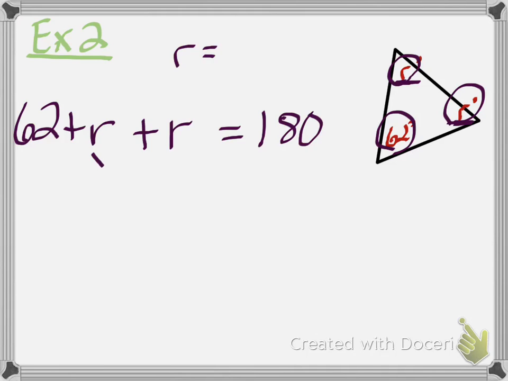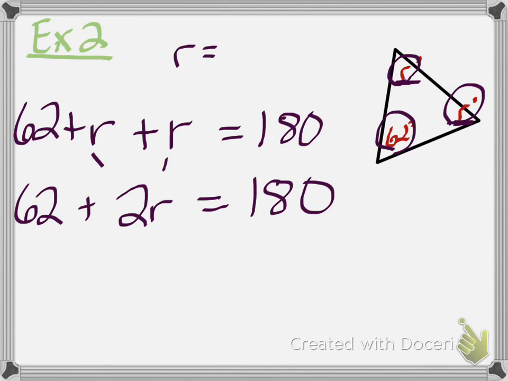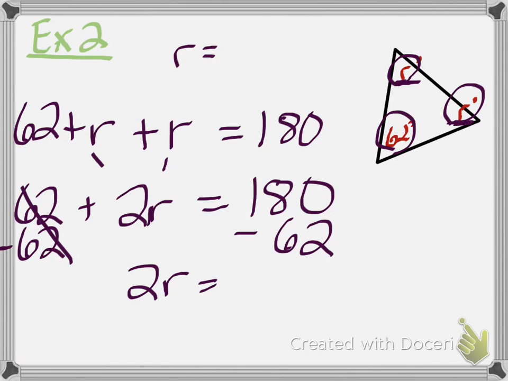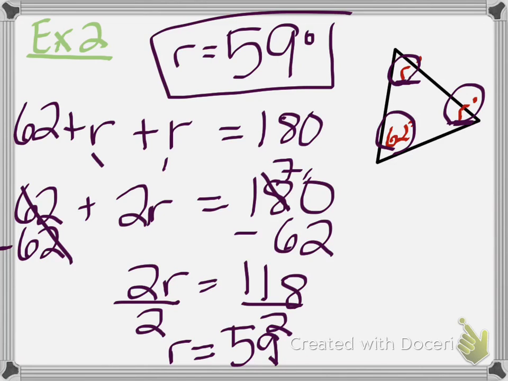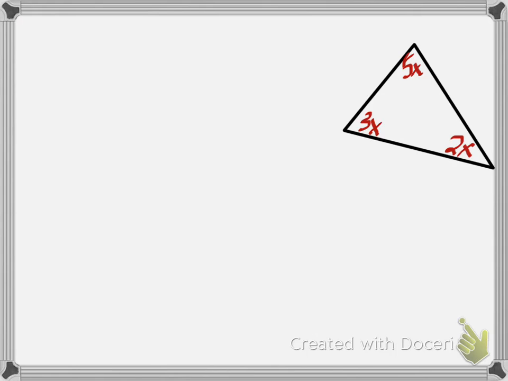I'm going to combine my r plus r. If I have r plus another r, that gives me 2r. I'm going to keep the 62. I need to isolate the variable, so I do the other thing first, the thing not attached to it. I'm going to subtract 62. I get 2r equals 118. Now I divide by 2. And r equals 59. R equals 59 degrees.